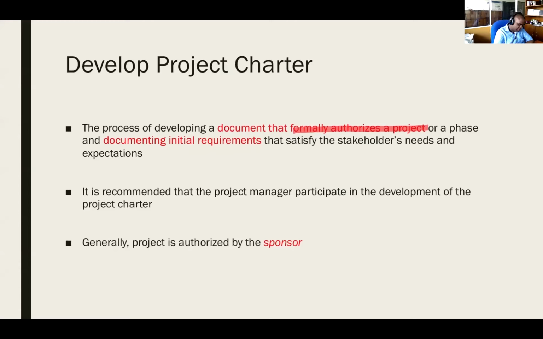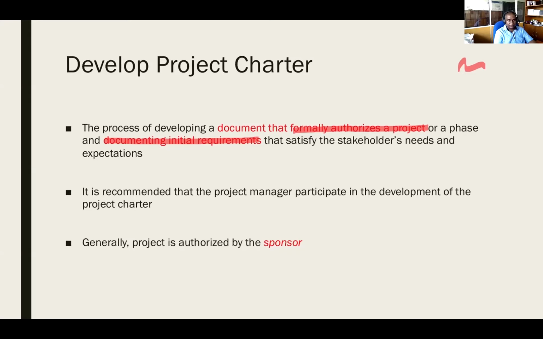And it documents the initial requirements of the project. This is a budget. This is a type of thing that we need. A macro level idea that we need to have, that each of the stakeholders needs to have.